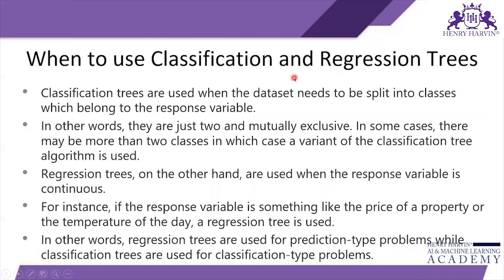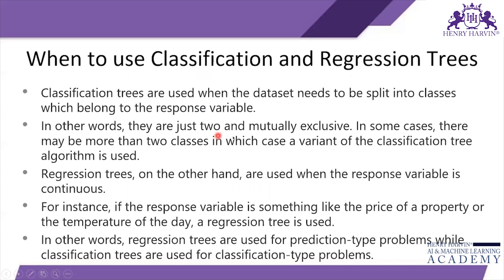Next, when to use classification and regression trees. Classification trees are used when the dataset needs to be split into classes which belong to the response variable, where we have to predict some response variable, like where we have only 2 or 3 classes, n number of classes, then we are going to use decision tree classification.